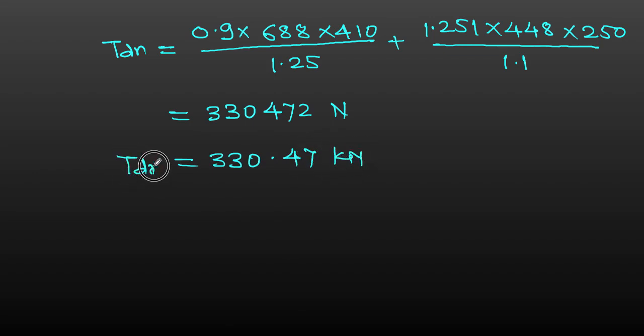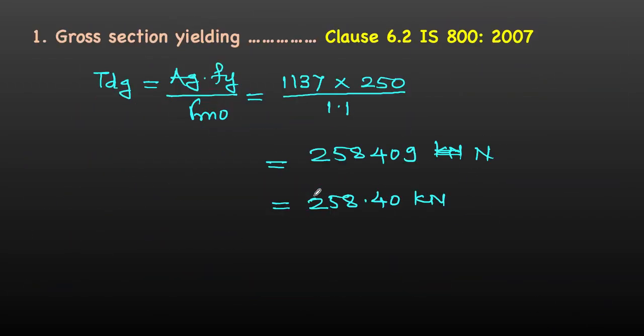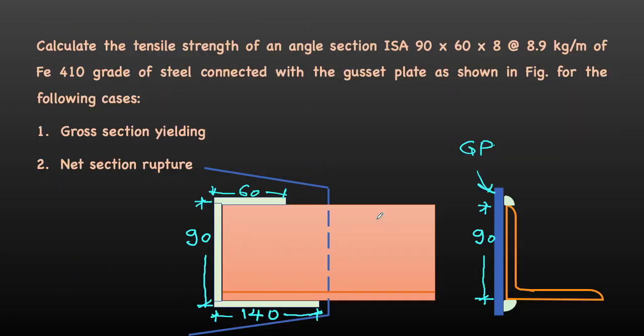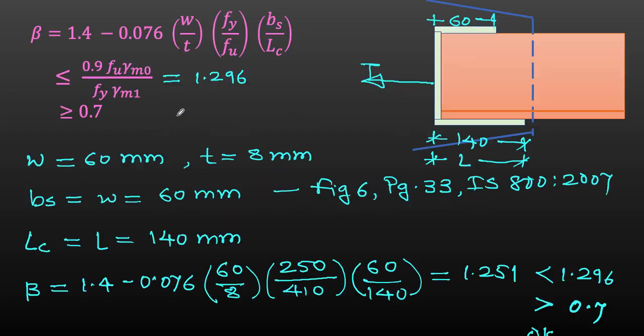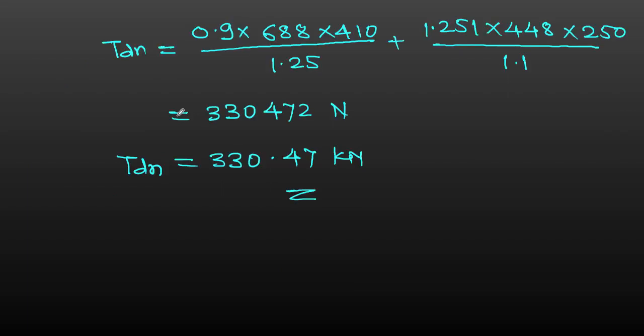So this is our Tdn, and we have already calculated Tdg, which comes out to be 258.40 kilonewton. I hope things are clear. What is our requirement? We want the gross section yielding strength and the net section rupture strength. We have calculated Tdg, the gross section yielding strength, and the net section rupture strength Tdn is equal to 330.47. Is this okay? Fine then.